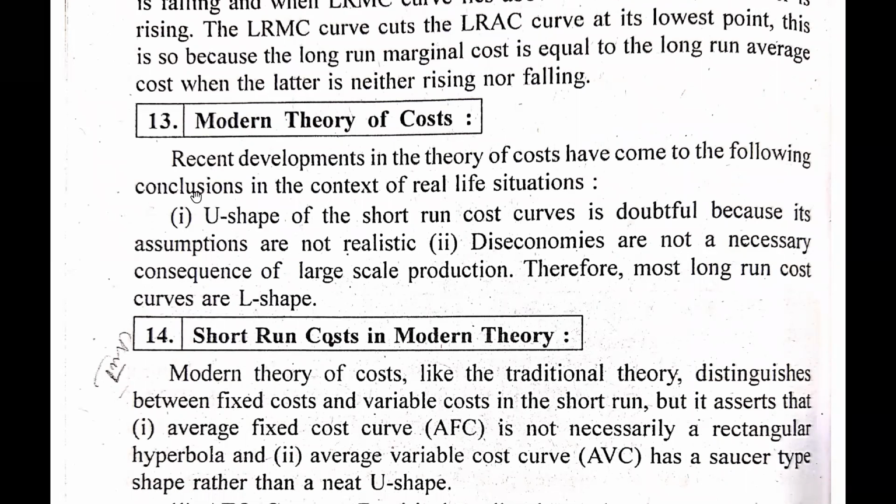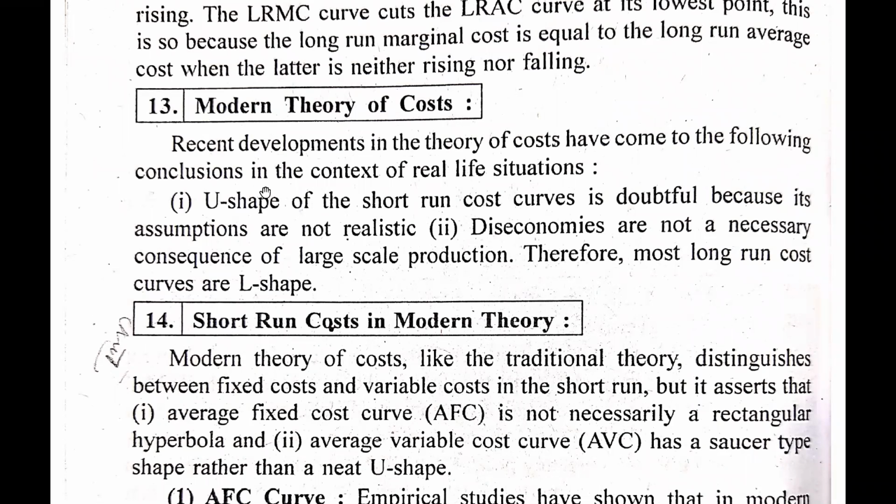So let's start. Recent developments in the theory of cost have come to the following conclusions in the context of real life situations. Guys, this is a very new phenomenon and a new idea of production cost. The first is that the U shape of the short run cost curve is doubtful because its assumptions are not realistic. And the second is that economies are not a necessary consequence of large scale production. Therefore, most long run cost curves are L shaped.